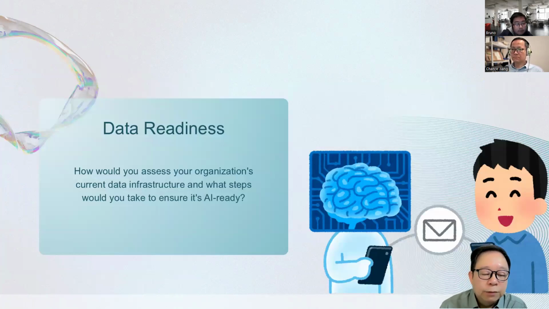Okay, I will just explain this question before I invite the speaker to address it. This is talking about data readiness. How would you assess your organization's existing or current data infrastructure? And what steps will you take to ensure it is AI ready? This is a very common question for many companies. Most companies now have already upgraded their data infrastructure in a certain way, but how do you incorporate AI in the business environment?